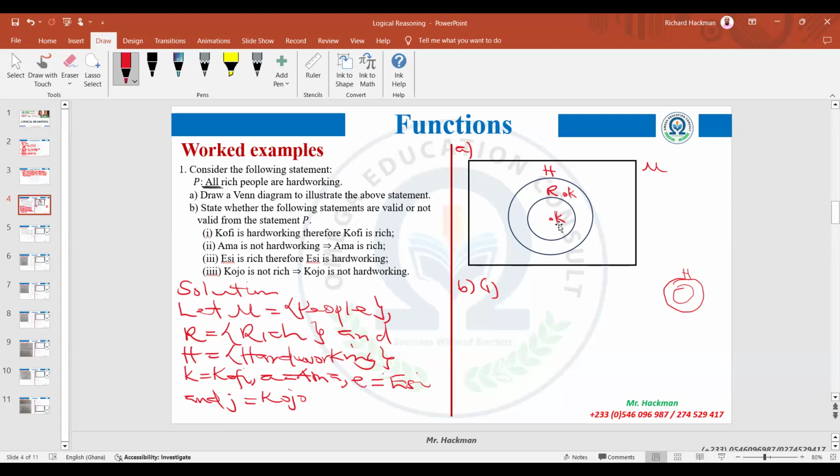Yes, please. Okay, let's come to this K. This K, is it hardworking? Yes, please. Okay, this K, is it rich? No, please. So you can see that you've been able to counter this second statement. You have this position to counter. So it means I have Kofi who is hardworking but not rich. So the fact that Kofi is hardworking doesn't mean Kofi automatically will be rich or necessarily will be rich. I don't know if you get my point.